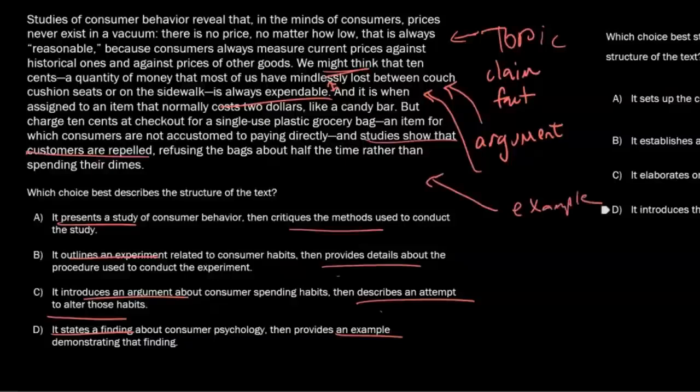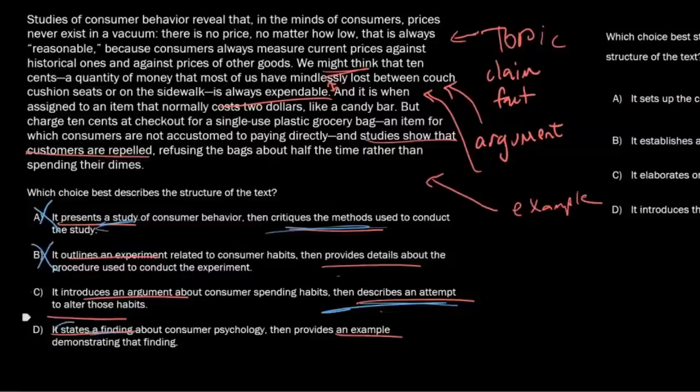So I'm going to go back and look at my answer choices again. Let's try to match this up. So it's not presenting a study. That's definitely not true. And it's not critiquing any methods used to conduct that study. So it's definitely not A. It's outlining an experiment? No, there's no experiment outlined here. There's definitely no procedure outlined. It introduces an argument. Well, maybe, but it definitely does not describe an attempt to alter those habits. We don't see that here.